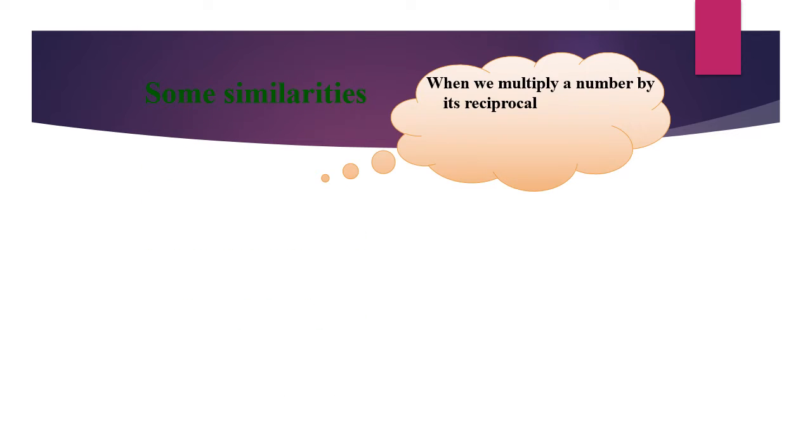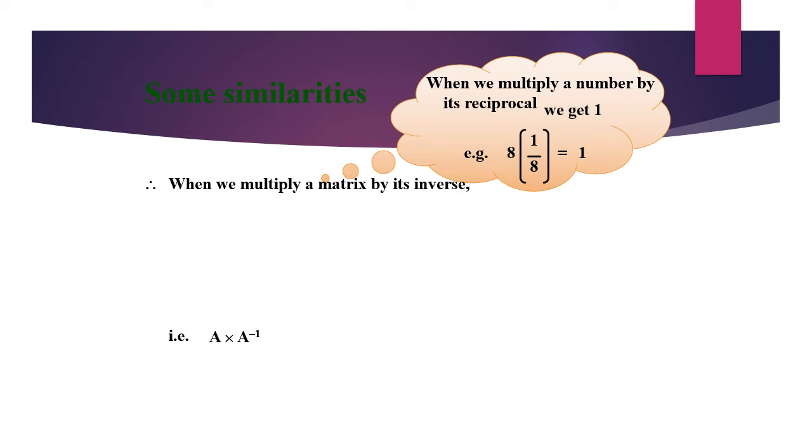Next, some similarities. When we multiply a number by its reciprocal, so 8 into 1 by 8, we are getting 1. That is A into A inverse in case of matrices. That is, when we multiply a matrix by its inverse, we get an identity matrix. So see, there is a correlation. If we multiply a number with its reciprocal, we are getting the multiplicative identity, that is 1, and in case of matrices we are getting the result as identity matrix.